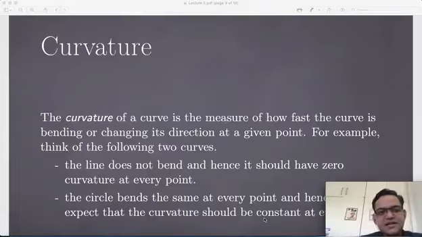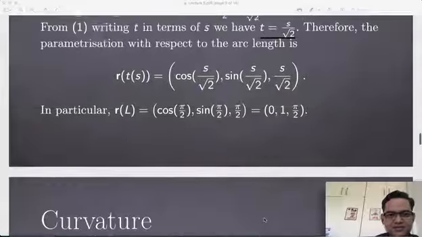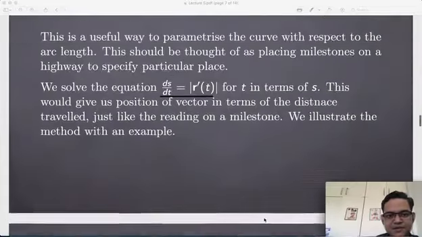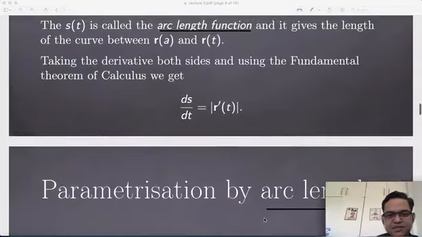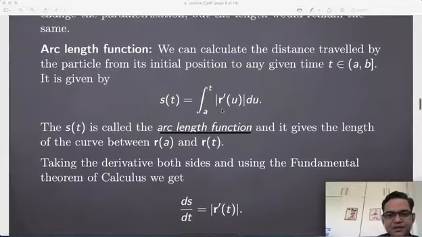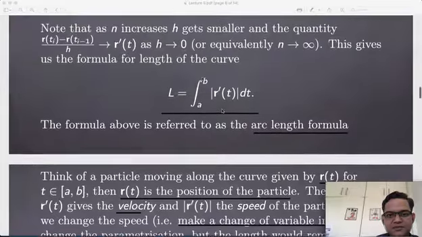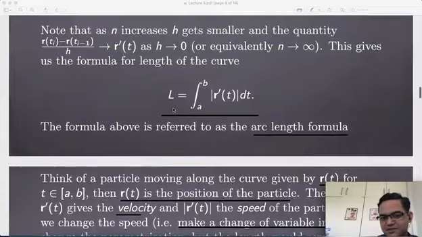Now we are going to start discussing the next topic, which was curvature. Just recall what we have done so far. We proved this formula to compute the arc length, isn't it? So we saw that the arc length of a curve is given by this integral.